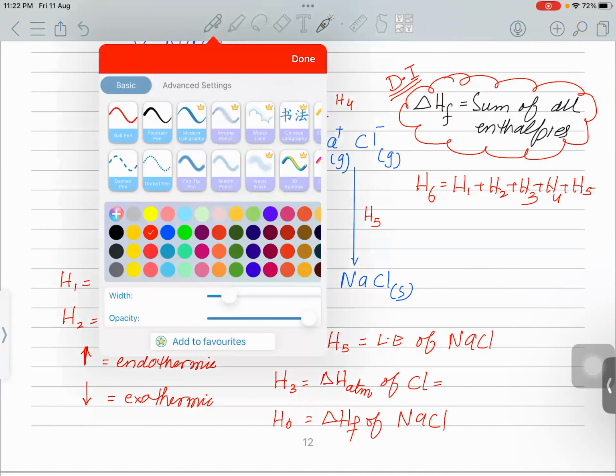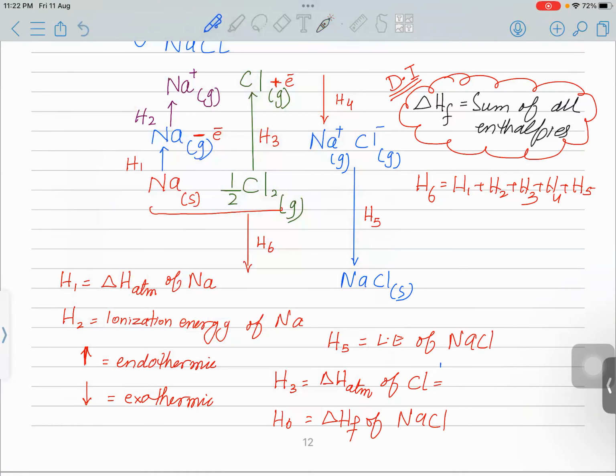So this is my DI number 2. Use this formula: bond energy divided by 2. Bond energy is given in your exam paper. So always use the formula bond energy divided by 2 and this number. Here you have 1, so write 1 multiplied by it, and you can easily find the atomization of the non-metal. If 2 is written here, you will write 2. If you have 3, you will write 3.